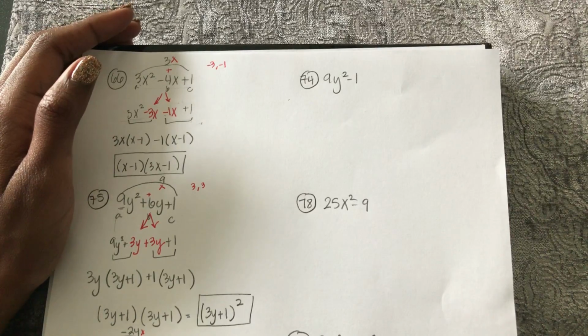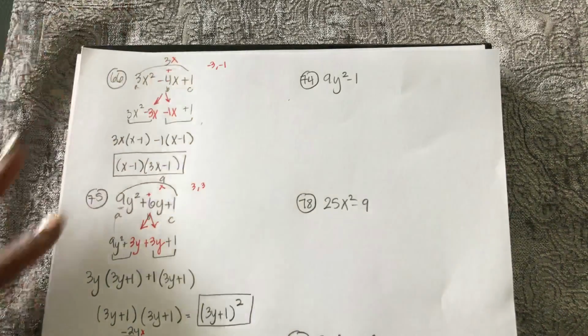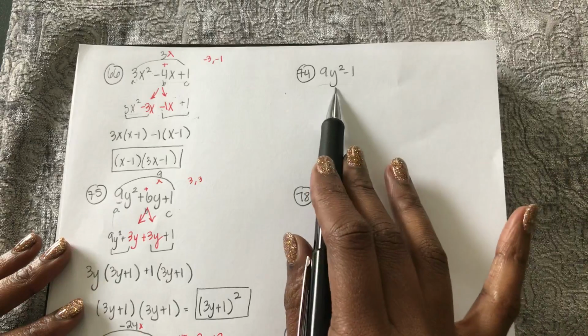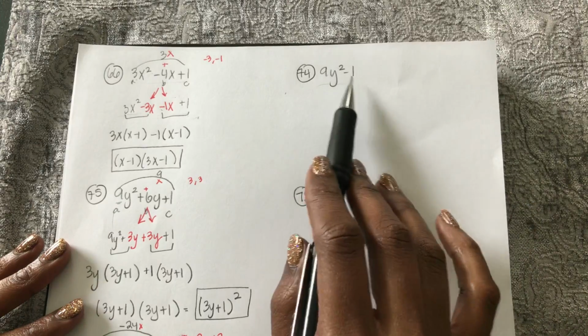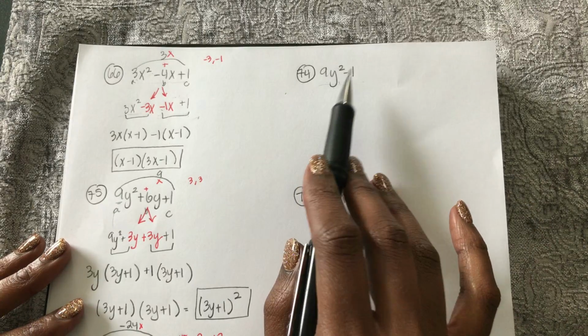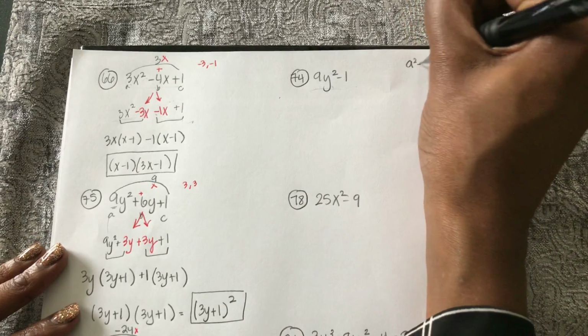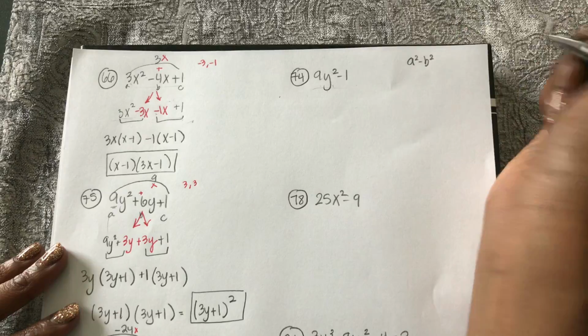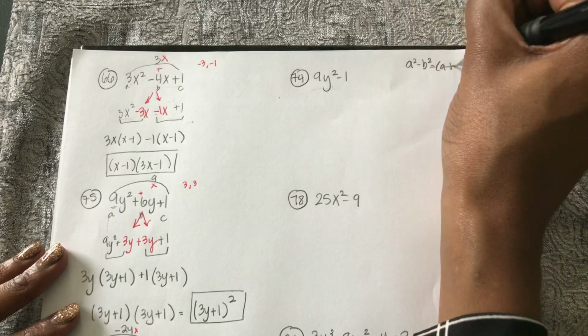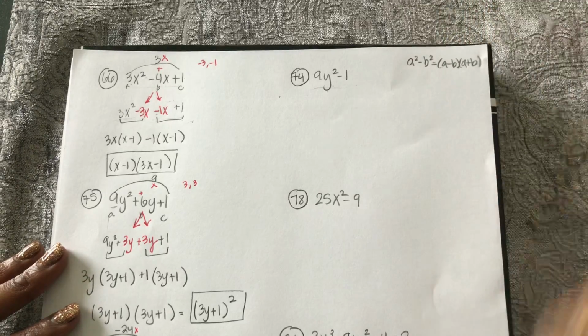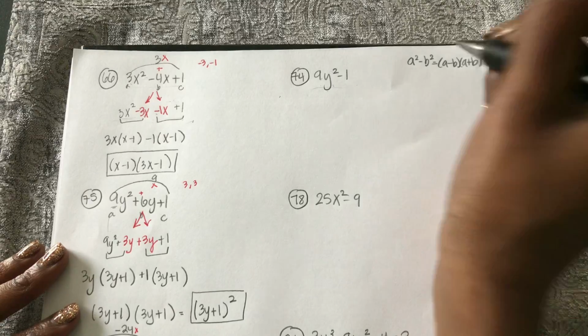So now let's look at 74. So first, I check for a GCF. There isn't one. Now I see there's only two terms. And the only two-term factoring pattern we know is difference of squares. A squared minus b squared always factors to be a minus b, a plus b.